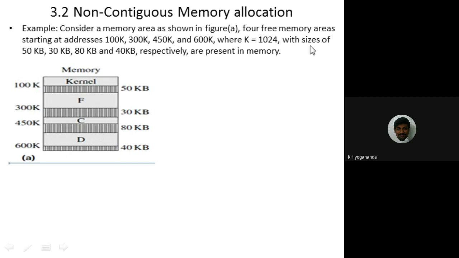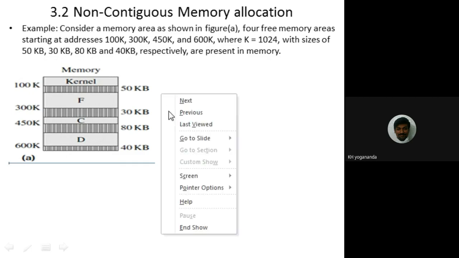These four memory areas have sizes of 50 kb, 30 kb, 80 kb, and 40 kb respectively. What is meant by respectively? It means the address starting at 100k, that memory area size is 50 kb, the address starting at 300k, that memory area size is 30 kb, the address starting at 450k, its memory area is 80 kb, and the address starting at 600k, its size is 40 kb.